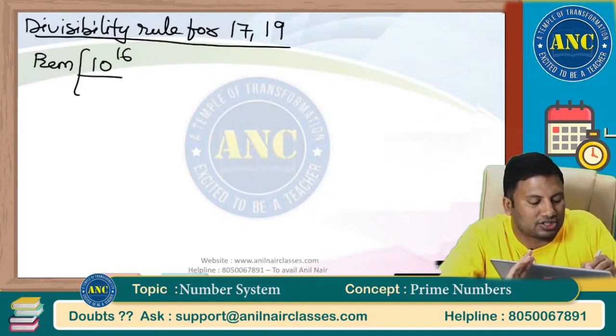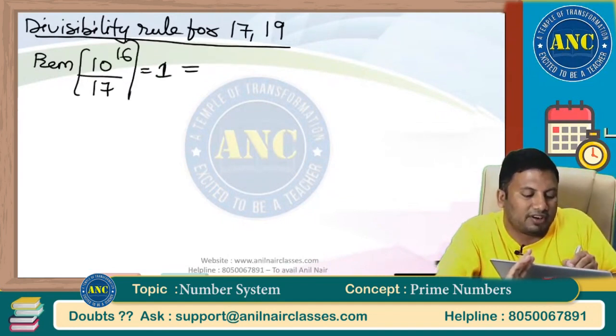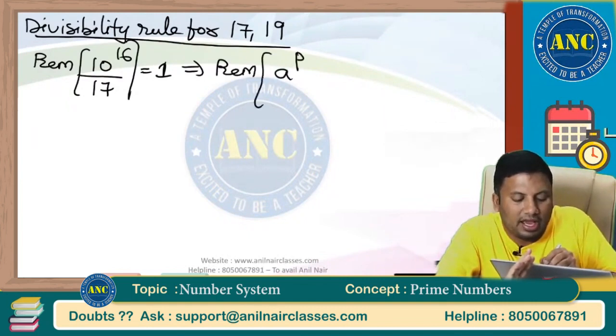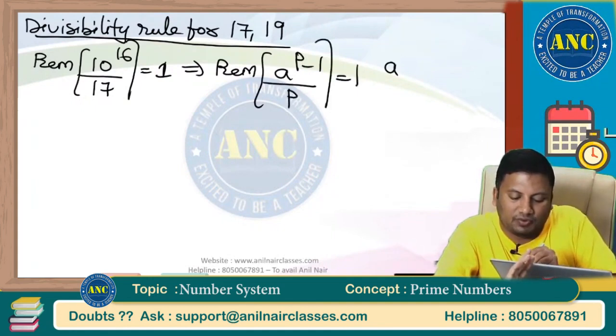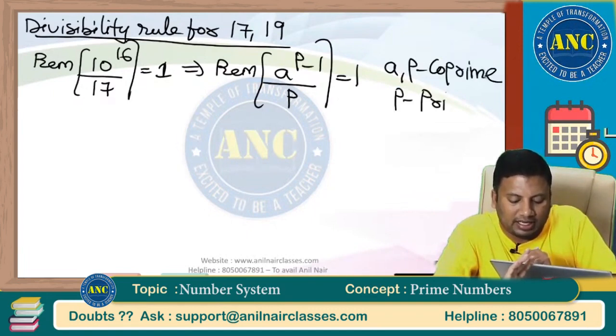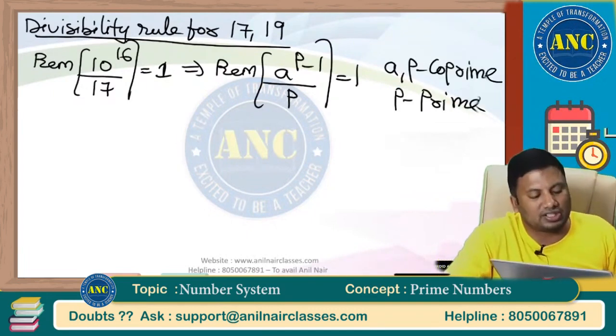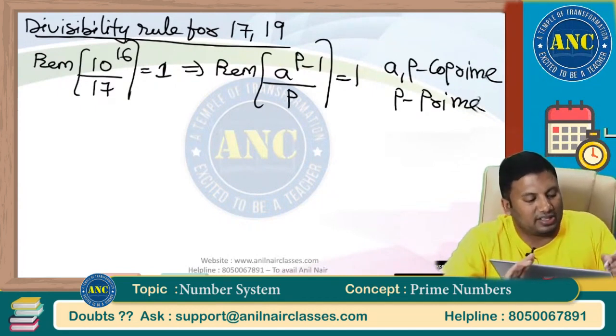According to Fermat's theorem, 10 power 16 divided by 17 is 1. From where is it derived? It is derived from a power p minus 1, when divided by p, it is 1, when a and p are co-prime, and p is a prime number. That is Fermat's theorem. So I just used it to get 10 power 16 divided by 17.